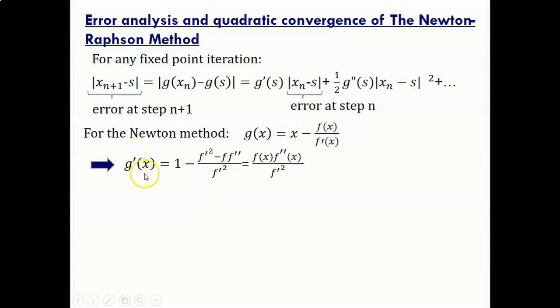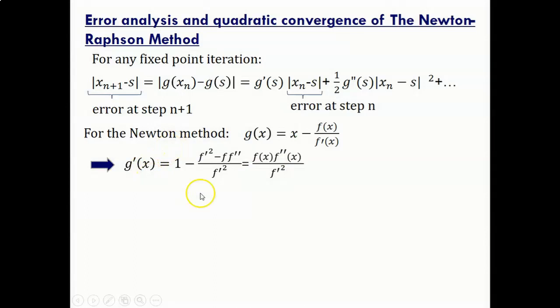Now, if I develop this g prime of x, g prime of x becomes 1 minus f prime squared minus f second over f prime squared. So we did here u v prime minus u prime v, minus u v prime over v squared. So we get at the end, when we express the common denominator here, f of x multiplied by f second of x over f prime squared. So this is for the g prime of x.